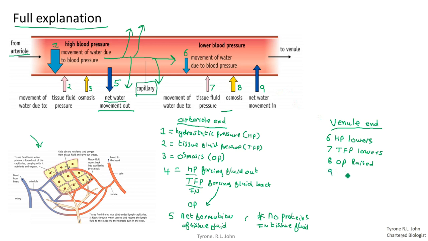So number 9, it's the movement of water back into the capillary. Now also note that arrow 9 is smaller than arrow 5. Now what this is telling us is all of the tissue fluid that was formed at the arterial end, not all of it re-enters the capillary at the venule end. There's a slight deficit. So you get some tissue fluid remaining outside of the capillary. That's what arrow number 9 is showing you.